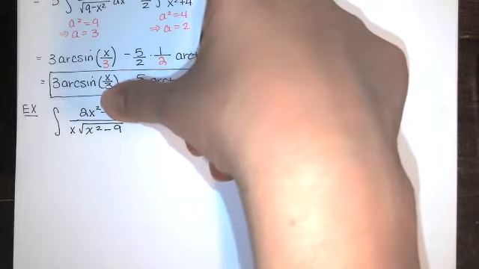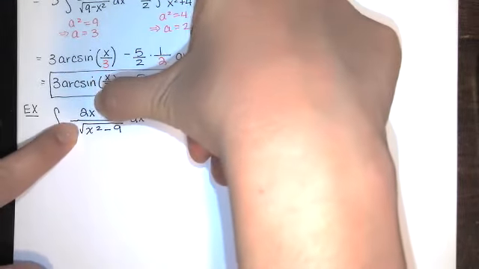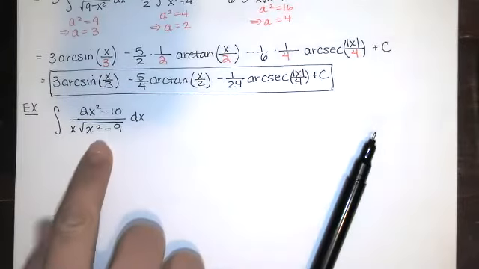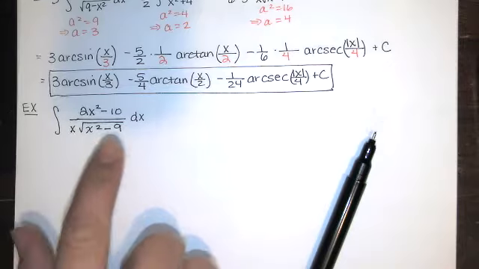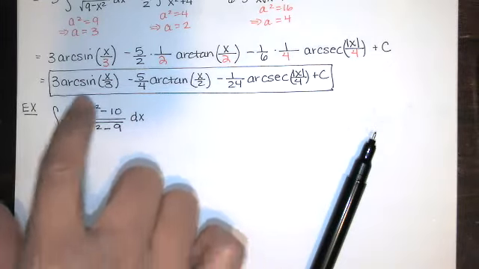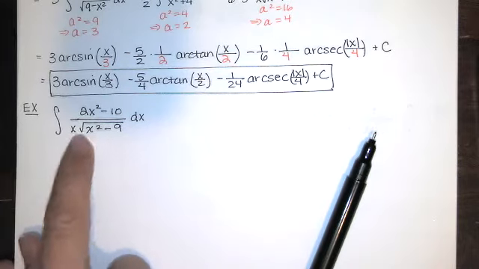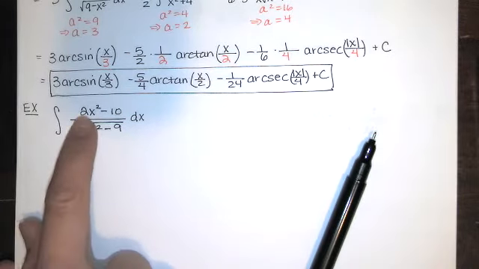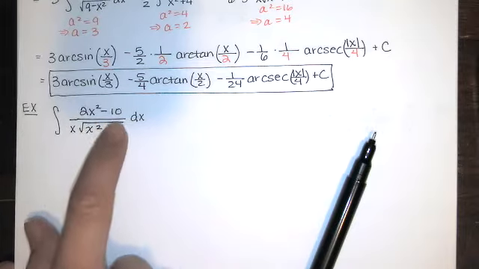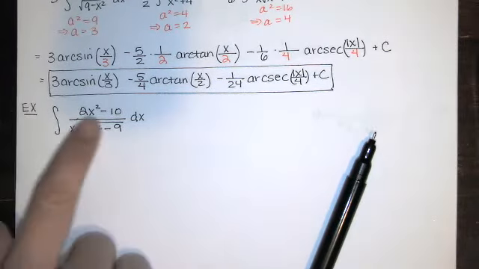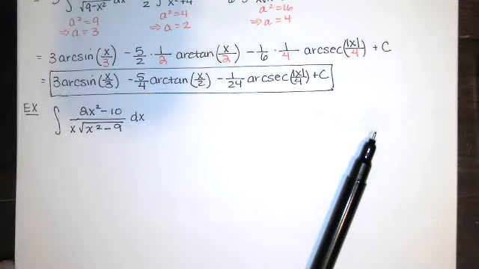And if that 10 wasn't there, if I had the 2x over that, well, one of the x's would reduce, and I could use a u substitution. But the way it stands right now, I can't do the u sub because the derivative of x squared minus 9 would be 2x, and I've got a 2x squared minus 10. I can't do anything with that minus 10. It won't work. And it's not an arcsecant because of the 2x squared.